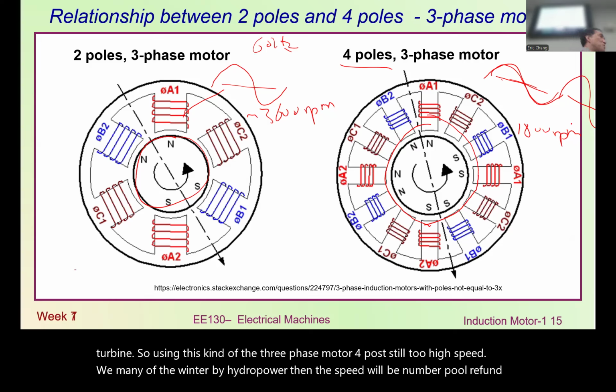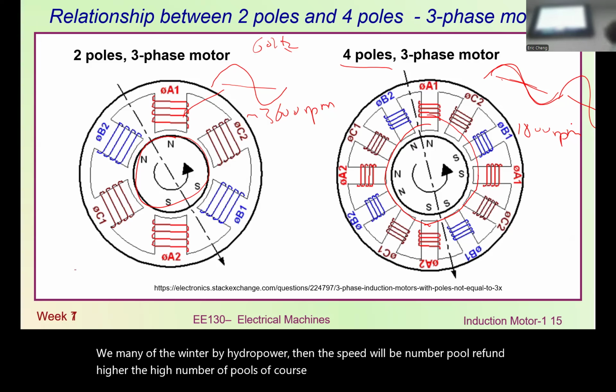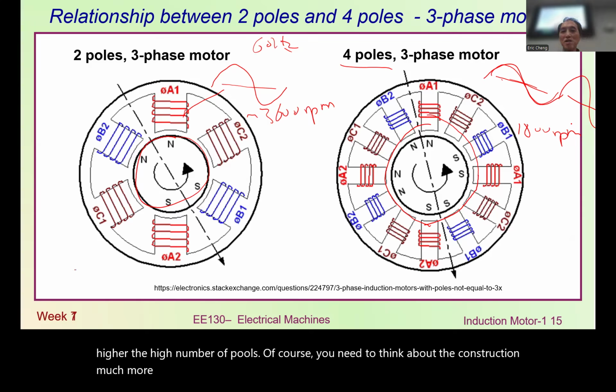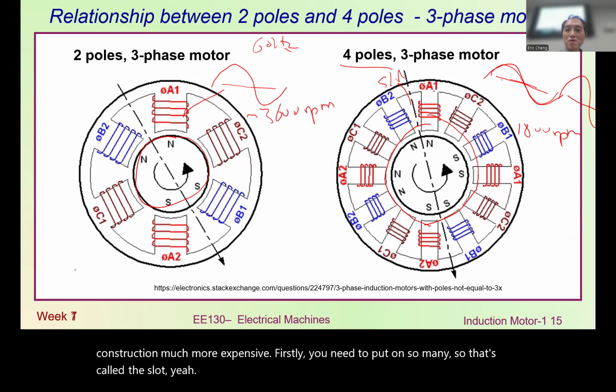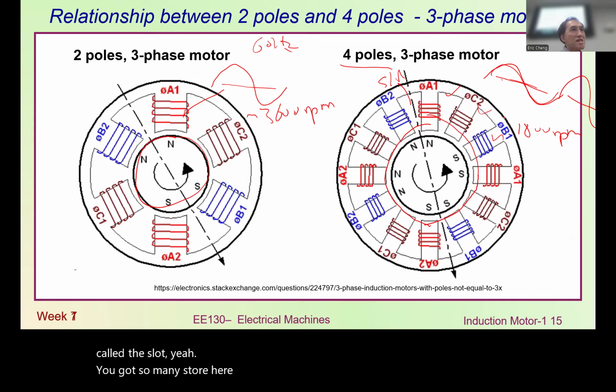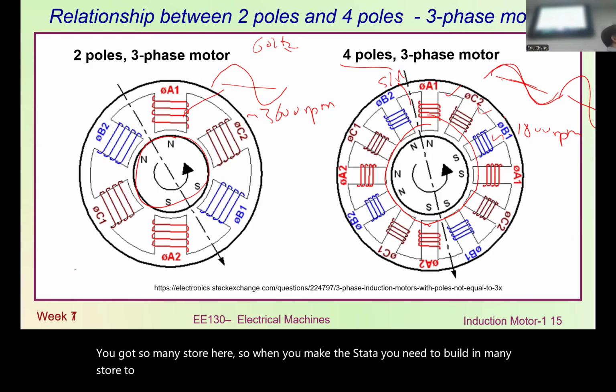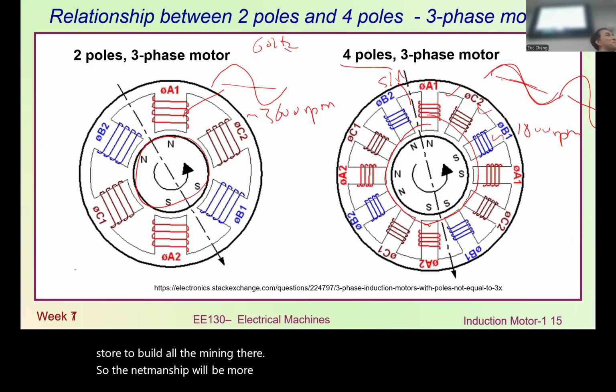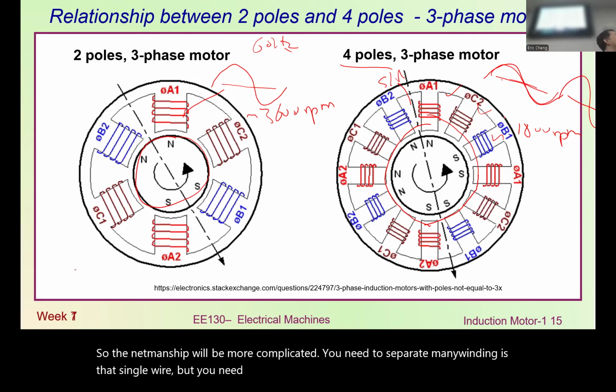With a high number of poles, of course, you need to think about the construction, which is much more expensive. Firstly, you need to put in so many slots. You've got so many slots here. So when you make the stator, you need to build in many slots to build all the winding there. So the workmanship will be more complicated. You need to separate many windings instead of a single wire.